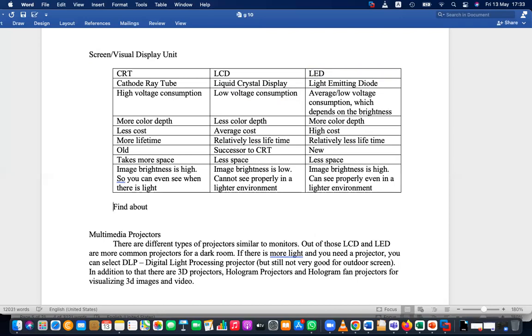I'm going to give this as an activity: find out about TFT, thin film transistor, and plasma displays. For your examinations, you will not get questions from those areas, but from these three technologies: CRT, cathode ray tube, liquid crystal display, and light emitting diode. The current technology is mostly LED, because LED can be placed indoors or outdoors. It can even be used for large, gigantic screens.